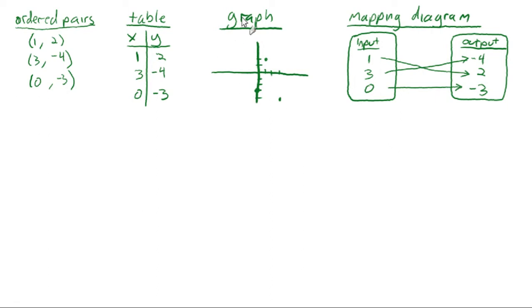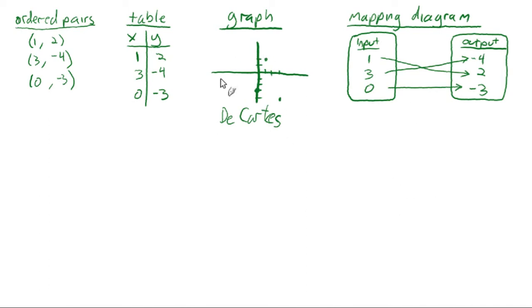Just a little bit of history. There was a man named Descartes, and he suggested, well, look at all these other ways of representing a relation. They take up a lot of room, especially if you want to extend this out. If I want to keep going and write more ordered pairs, or fill in more of this table, or make these input and output groups or sets bigger, that's going to start taking up more room.